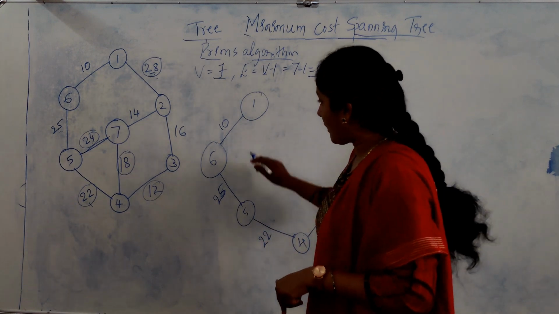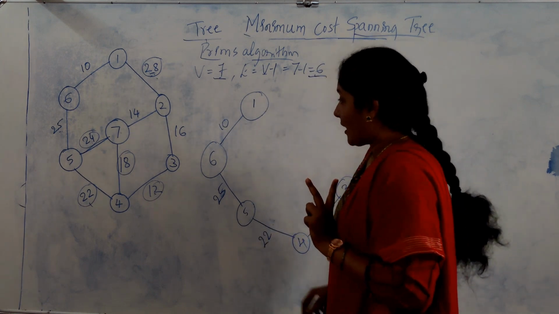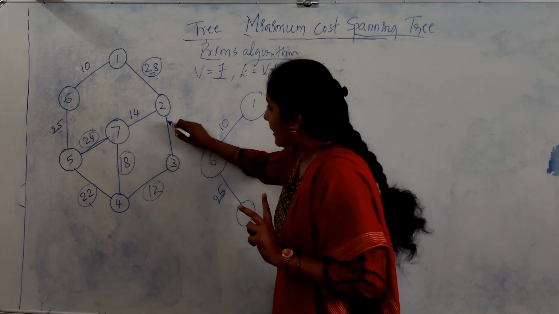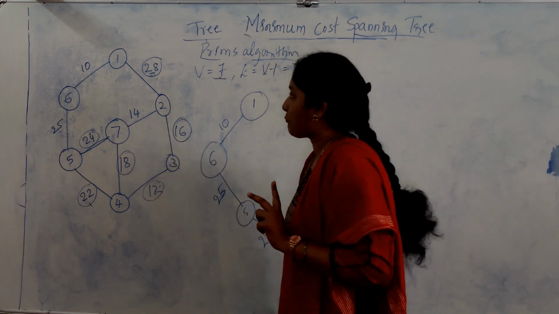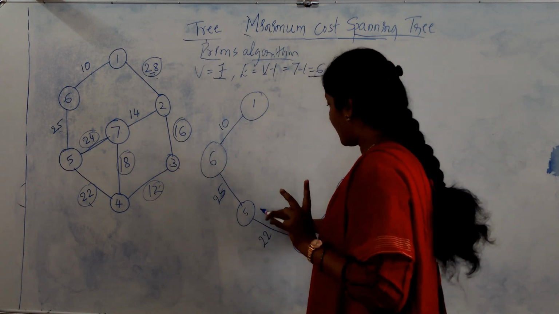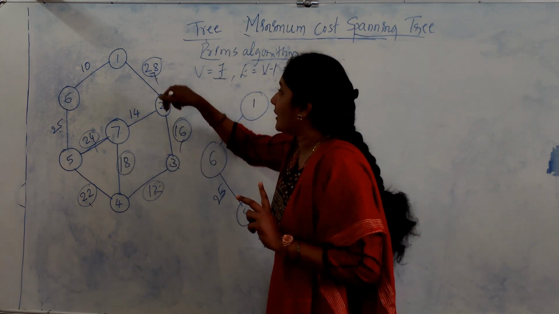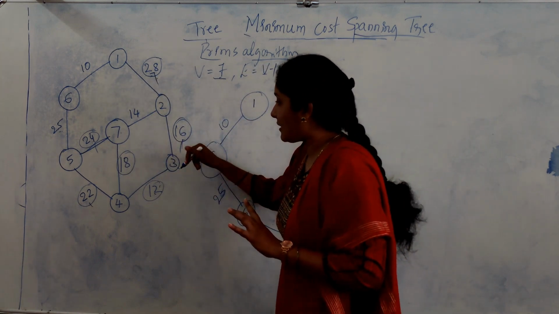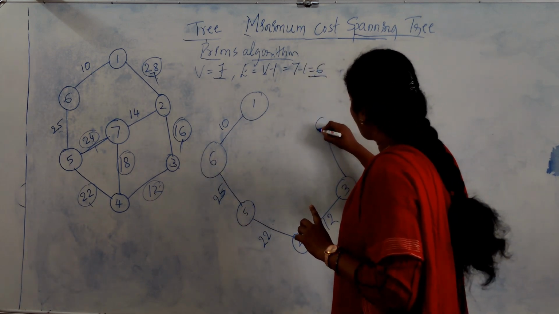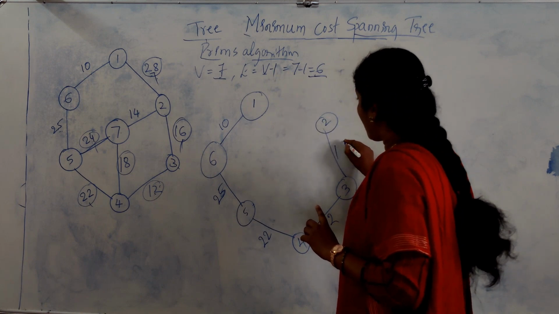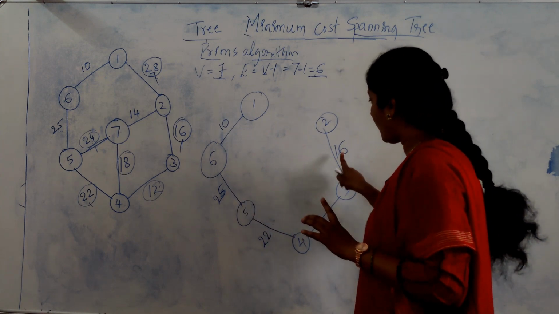So how many edges are over now? 1, 2, 3, 4. So we need 2 more. Now coming to 3. 3 is connected to 2 with the cost 16. Okay, whereas the others are 24, 16 and 28. Out of these, again 16 is the lowest. Therefore, 3 is connected to 2 with the cost 16. Okay, how many edges now? 1, 2, 3, 4, 5.